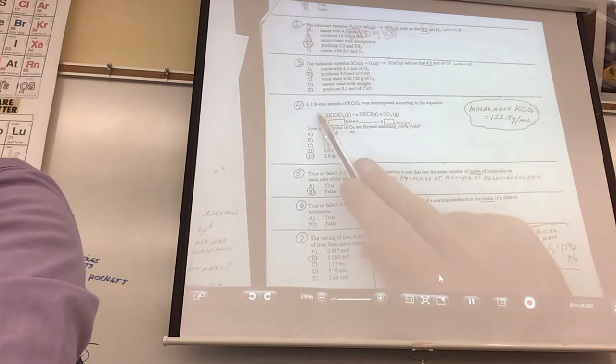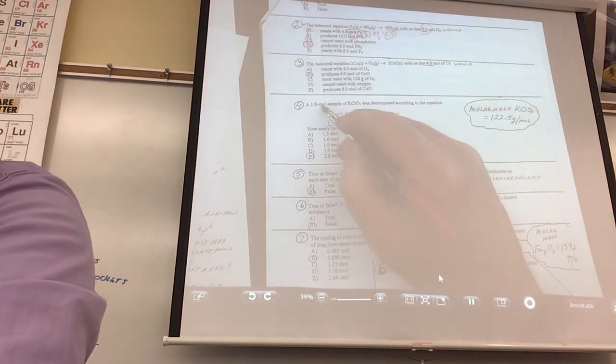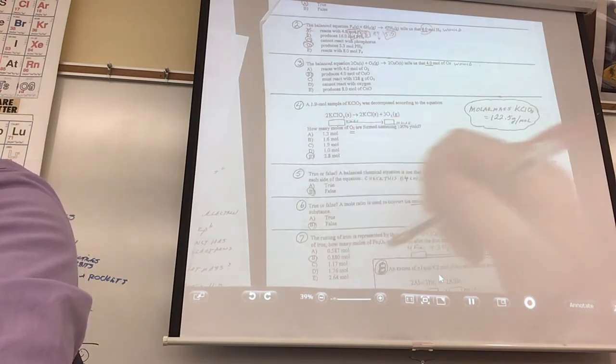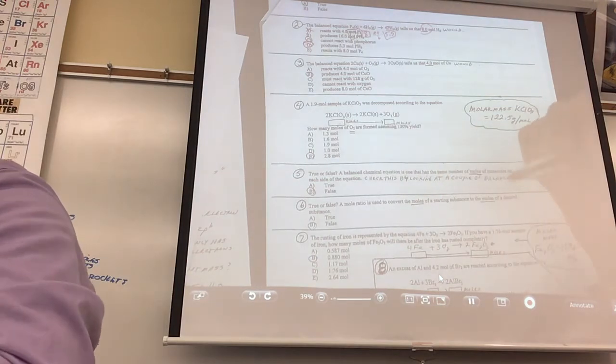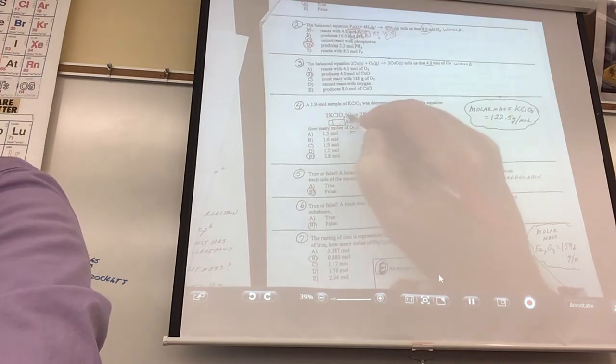All right, a 1.9 mole sample of this was decomposed. Now, since they already gave it to me in moles, if they had given it to me in grams, I would have switched it into moles right away, wouldn't I? What's the shortcut? If they had given it to me in grams, what's the shortcut to go down in the mole world? Divide by what? The molar mass. Okay, but you know what? They already gave me moles, so I'm going to put it right here.